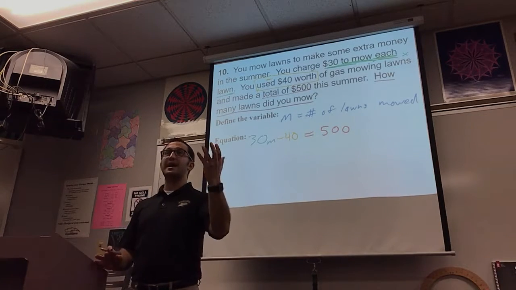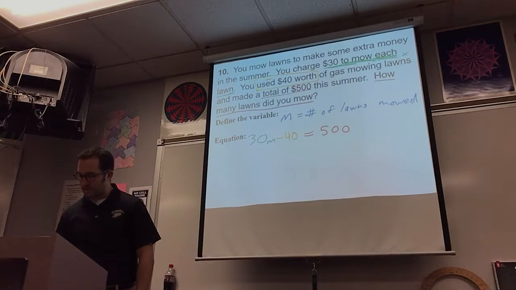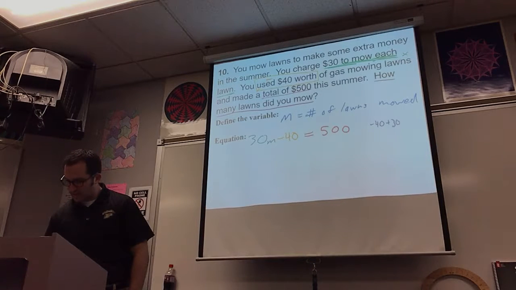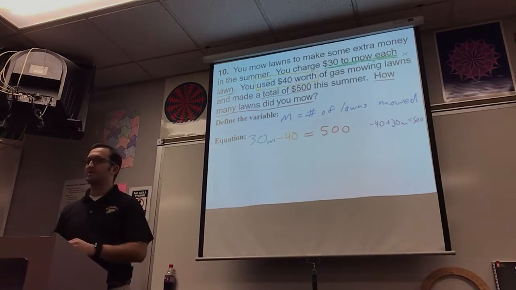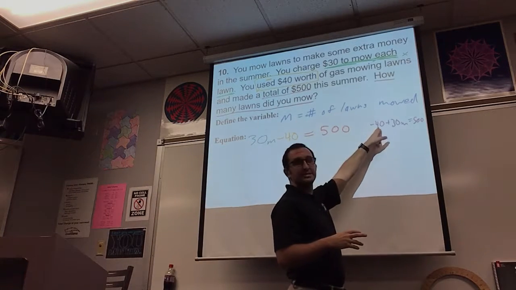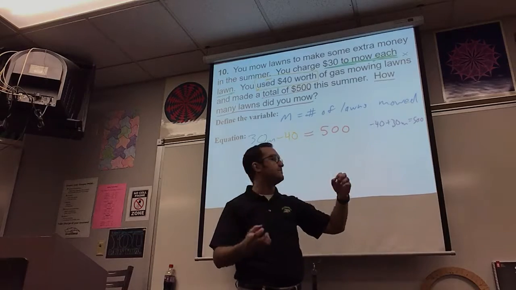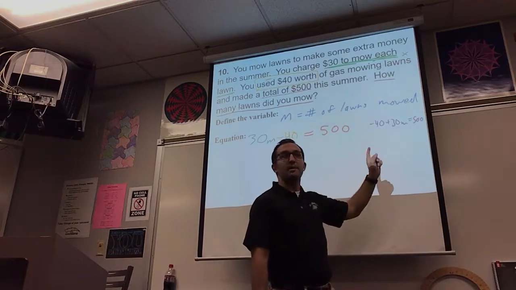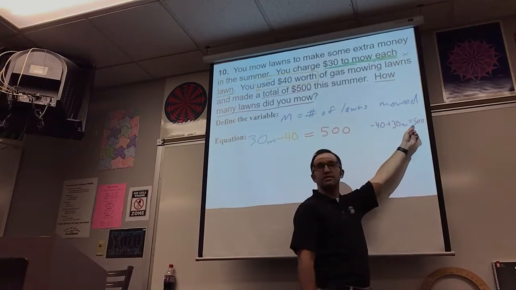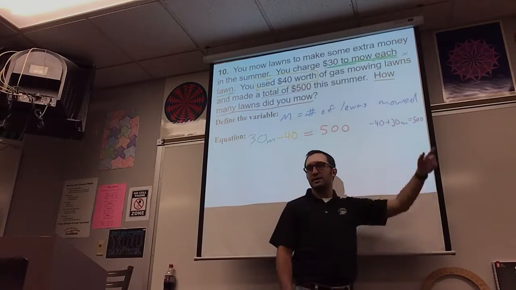I'm going to show you guys another equation that would also be appropriate. Negative 40 plus 30M equals 500. That's also acceptable. Because if you recognize that you used $40 worth of gas, that means it's a subtraction, negative, right? And then for each lawn I mowed, I'm going to add 30 bucks to my total. That's another way to think about it, right? And I need to get 500.